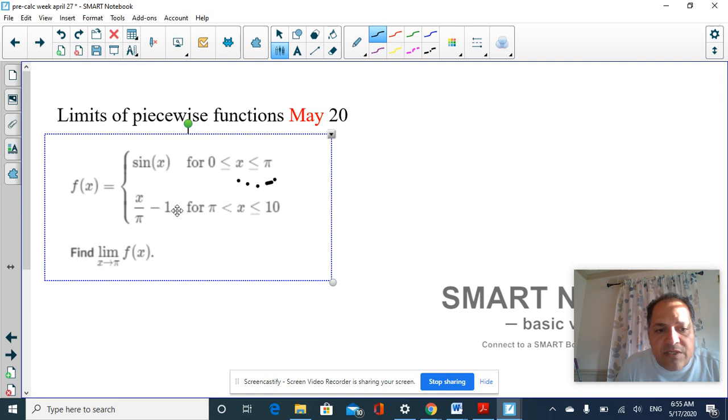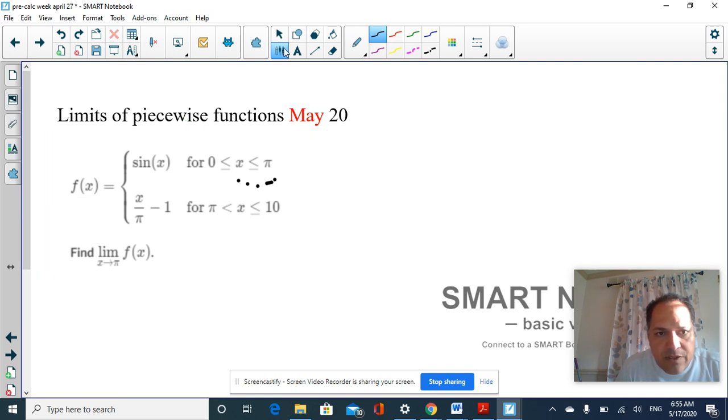If you look at the second part you have here, this is the second part. Here x is greater than what? Pi. So this is from right. So if you want to find the limit of the function f of x when x approaches pi, you have to find from left and right.